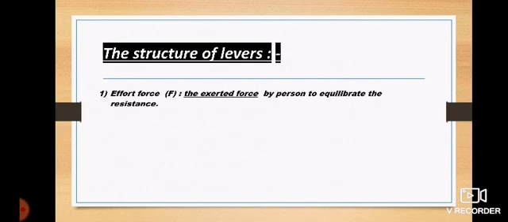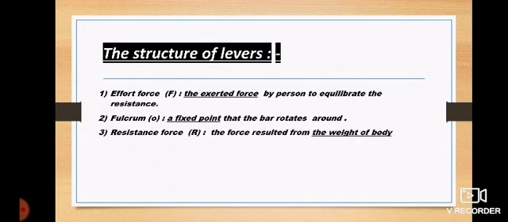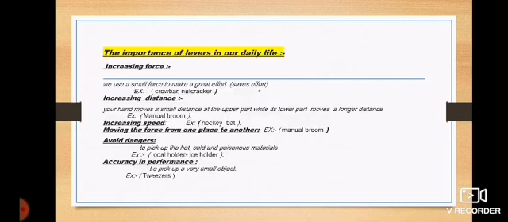What is the structure of the lever? First, the effort force. The effort force is the force exerted by the person to equilibrate the resistance. Number two, the fulcrum. It's a fixed point that the rigid bar rotates around. Number three, the resistance force is the force resulting from the weight of the body.